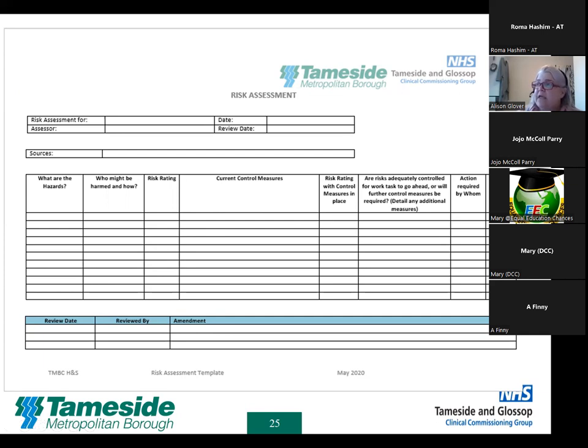It might be that even when you've put these control measures in place, there might be other things that you know you can and should do. And you would detail those here and allocate whose responsibility it was and a deadline by which these additional measures should be put in place. Any time that your risk assessment is reviewed, you should document that so you keep a record of it there as well.